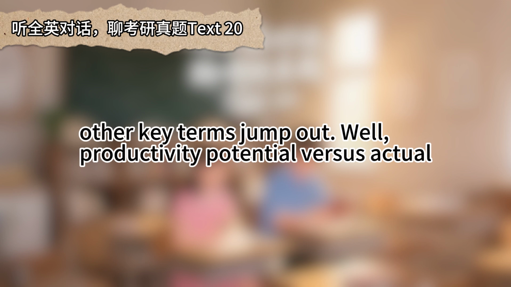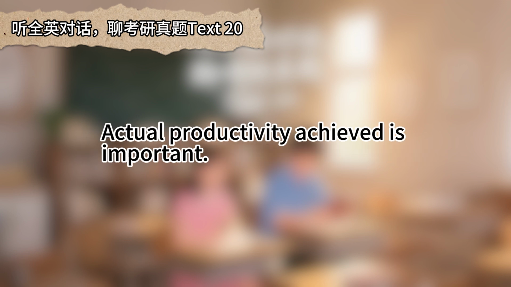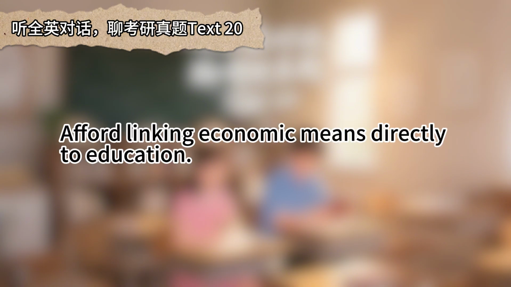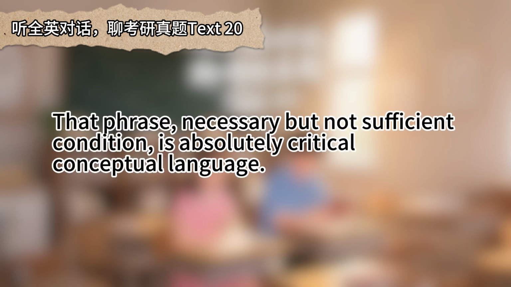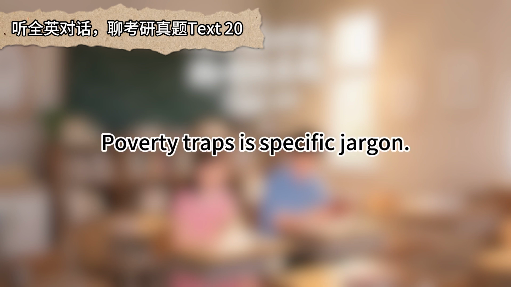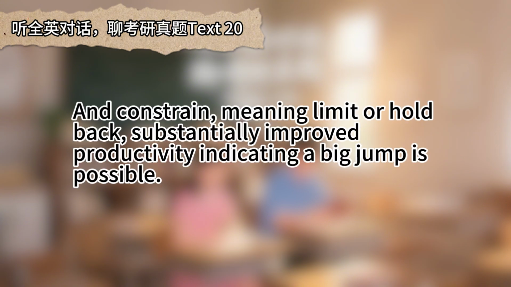Well, productivity potential versus actual productivity achieved is important. Competitive environment as that catalyst, a forward-linking economic means directly to education. That phrase, necessary but not sufficient condition, is absolutely critical conceptual language. Then you have terms defining the higher levels: complex political systems, advanced economic performance. Poverty traps is specific jargon. And constrain, meaning limit or hold back, substantially improve productivity, indicating a big jump is possible.